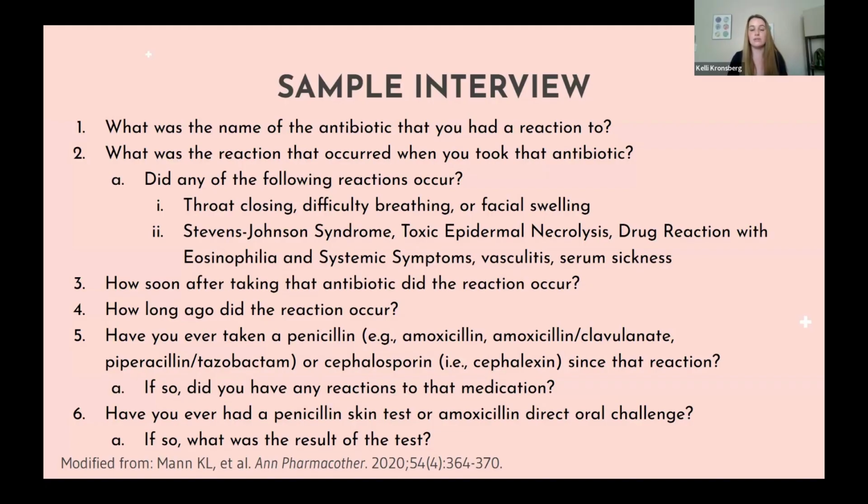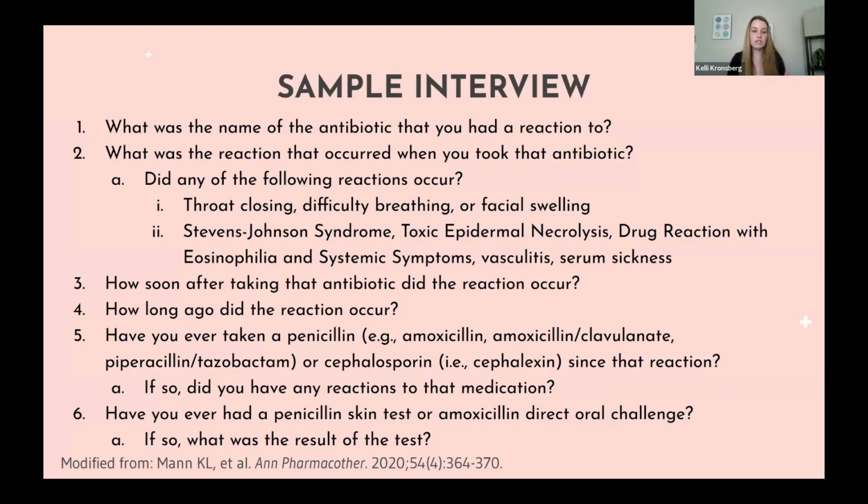They also asked how soon after taking the antibiotic did that reaction occur. That can put the patient into the different classifications of allergy types. We also want to know how long ago that reaction occurred. Remember, for those type 1 IgE-mediated reactions, 80% of patients will no longer be allergic after 10 years. So if the reaction was greater than 10 years ago, that could point to a low-risk allergy history.